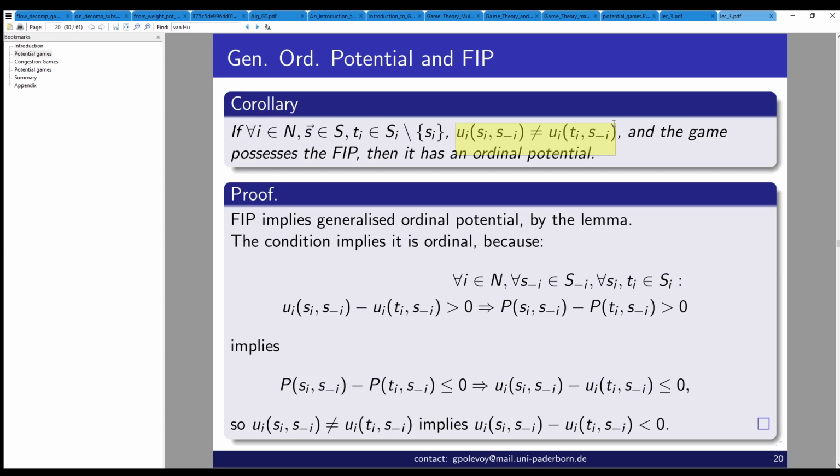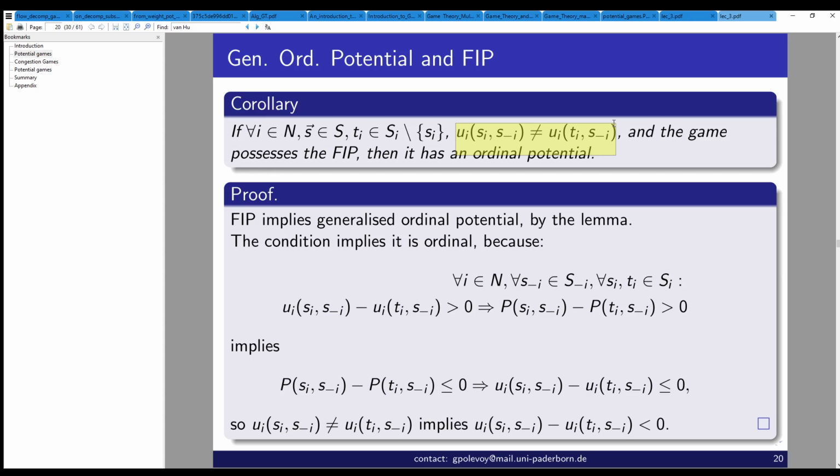And if the game possesses a finite improvement property, then the game has an ordinal potential. And the proof is simple. So the finite improvement property implies a generalized ordinal potential, as we've just proven. Now, the requirement basically says that it cannot be just generalized, it actually has to be ordinal. It's stronger than generalized. Why?